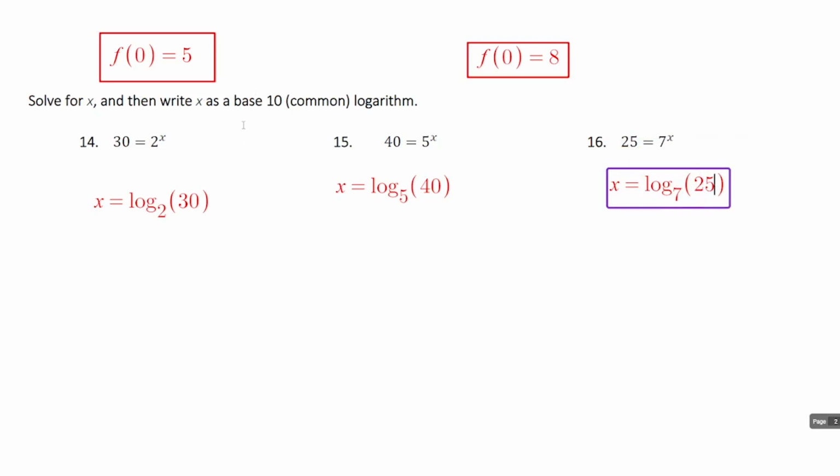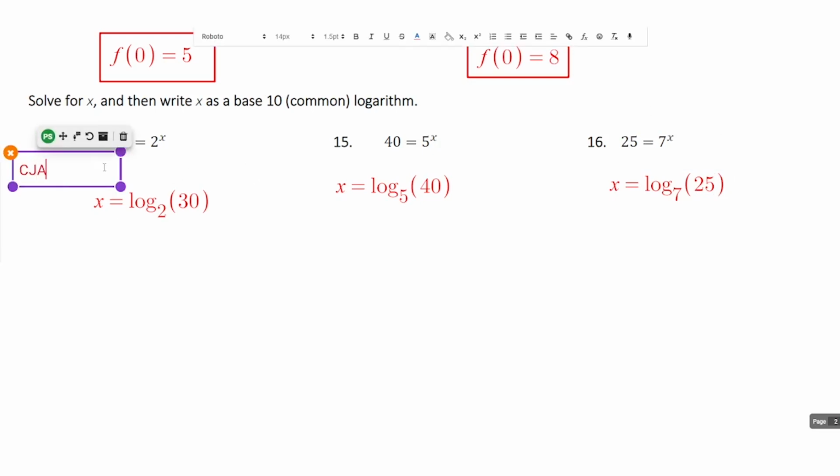Now, to write this as a base 10 logarithm, we need to use the change of base formula. So maybe I'll make a little note to the side here. Change of base formula.